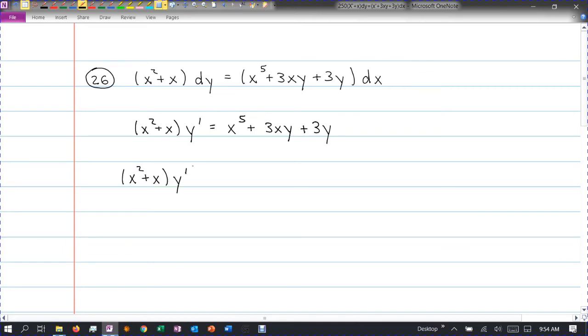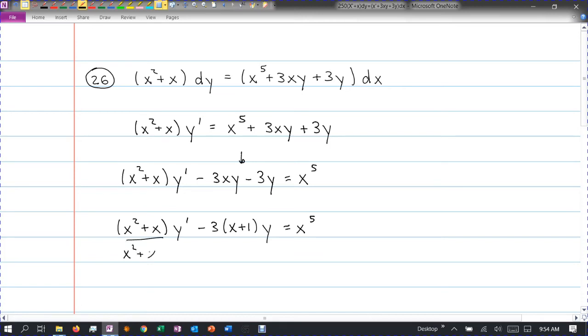Moving things over. So minus 3xy minus 3y equals x to the 5th. And one more thing here. I need to make this some function of x in front of y, so I'm going to factor a y out. And while I'm at that, I'm going to pull a -3 out of the front. I'll be left with x plus 1 and then a y at the back like that. I think that looks the best. Now, let me divide through by x squared plus x on everything here.